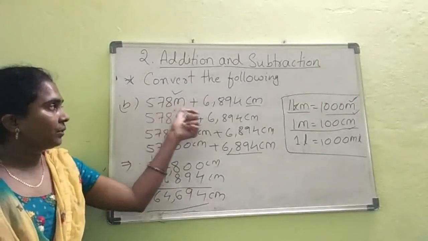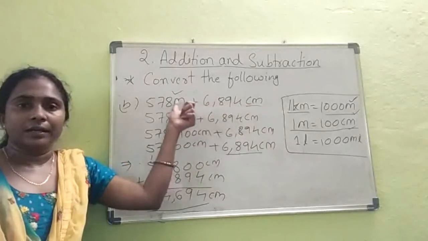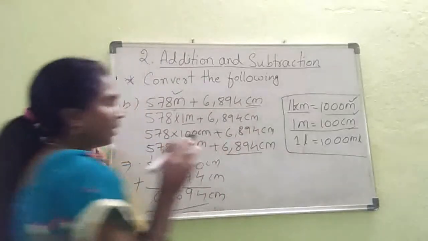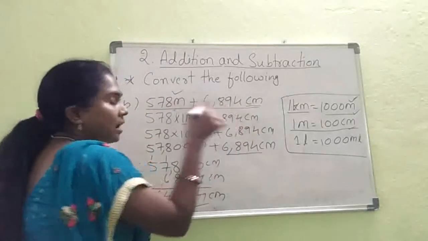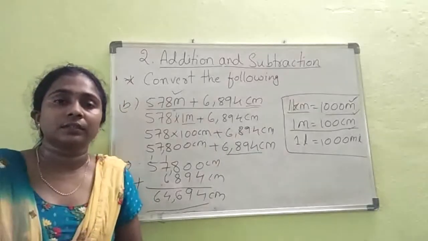They given one value in meters and another value in centimeter. We have to do the addition, right? If you see in the exam like this question, don't add directly. Observe the question.